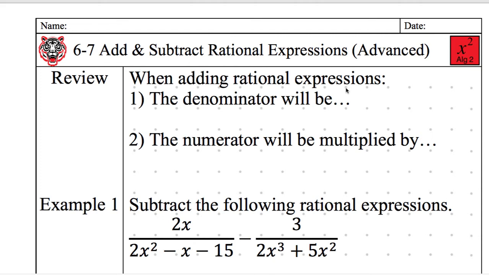All right, so we are in Algebra 2. Today's date is the 1st. Oh, I am using a line, not the writing tool. My bad. Today is the 1st of March.